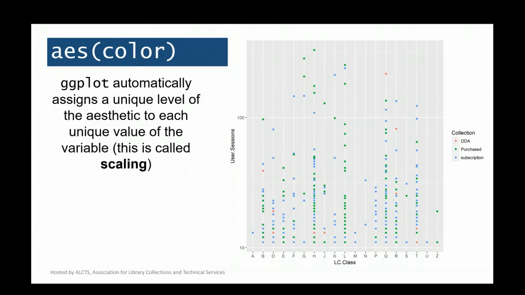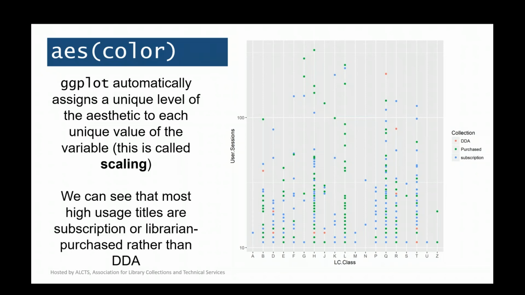There's DDA, was the item triggered by demand-driven acquisitions. Is it purchased? Did a librarian actually purchase the title? Or is it subscription? Is it part of our subscription package? So we can see that most of these items are either purchased or part of the subscription, but there are a couple of high usage DDA items that we may want to check into.